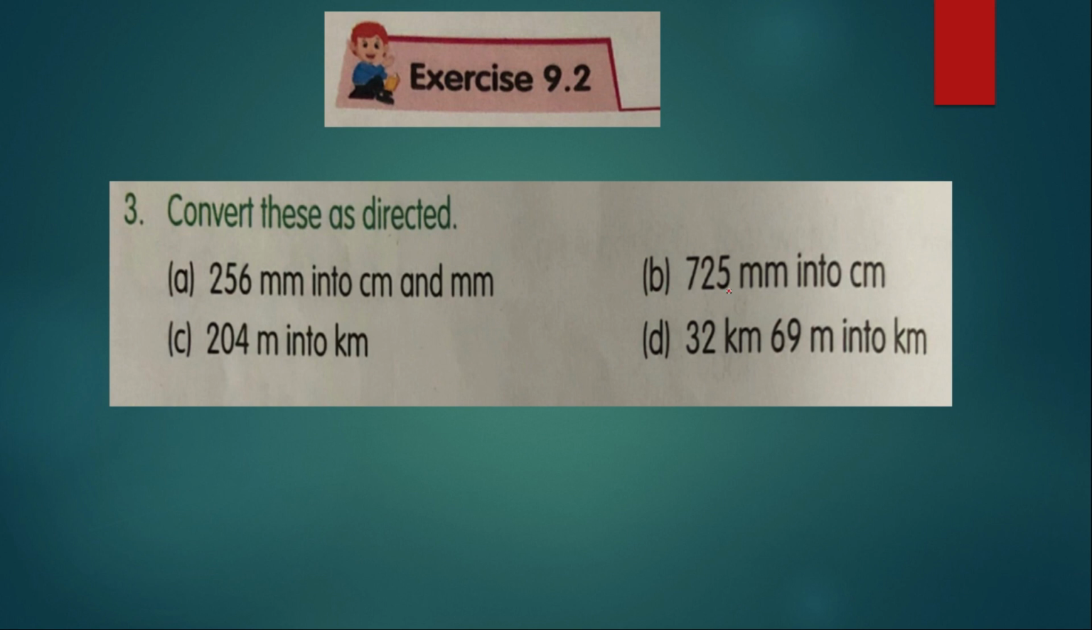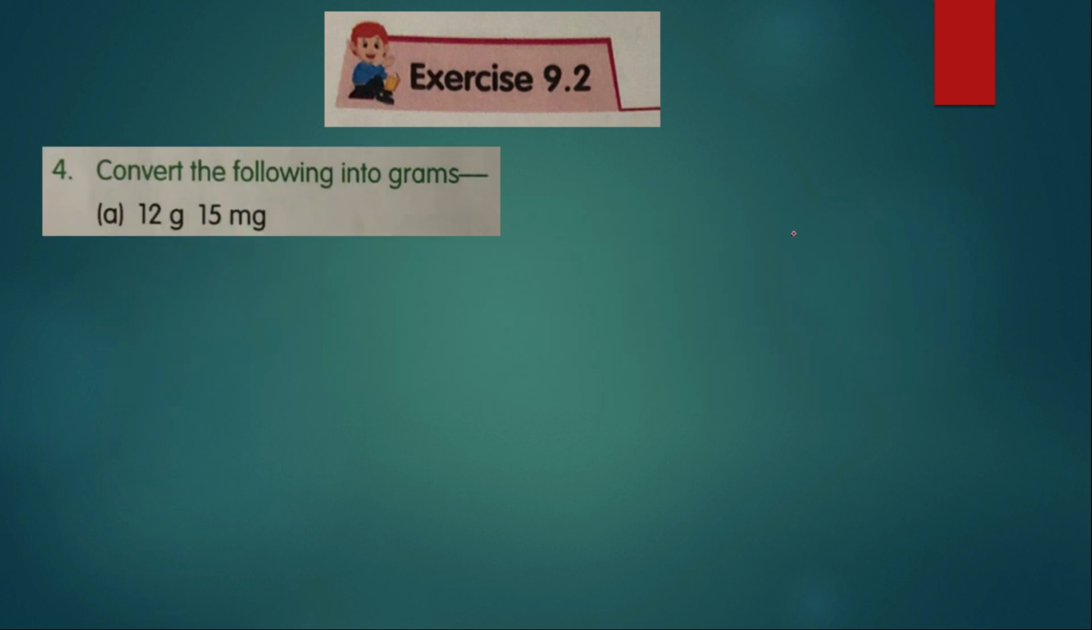So we have question number 3 with all different parts. B part is 725 millimeter into centimeter. So here also you will put the relationship between millimeter and centimeter. Here you will put the relationship between meter and kilometer. Here, meter into kilometer. So all are different parts. You need to use their relationship accordingly. Let us see question number 4.